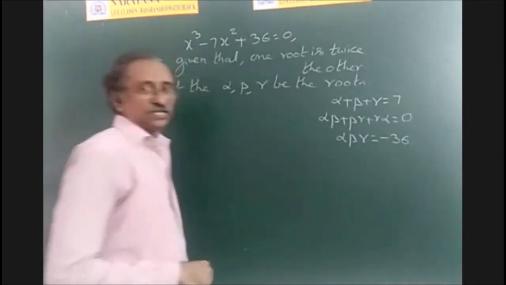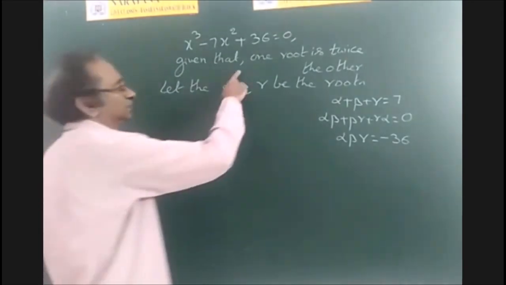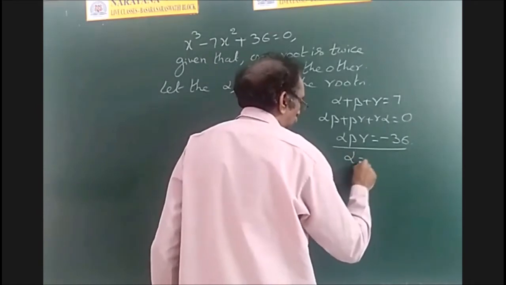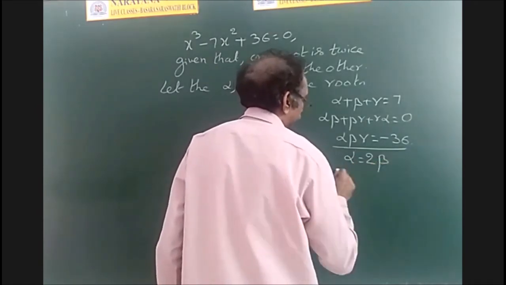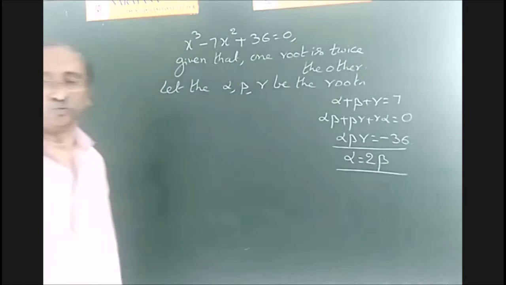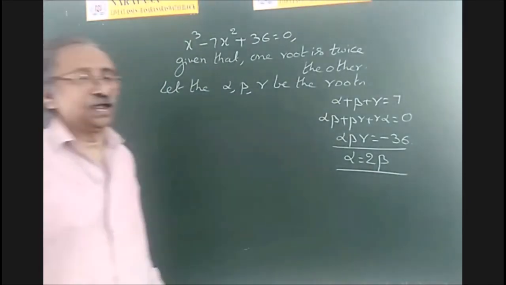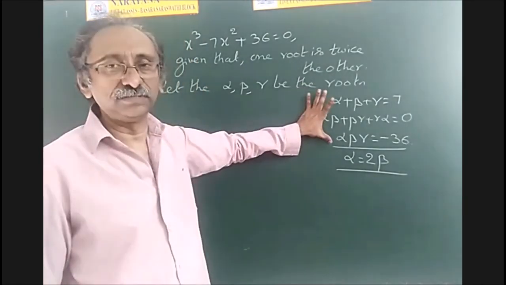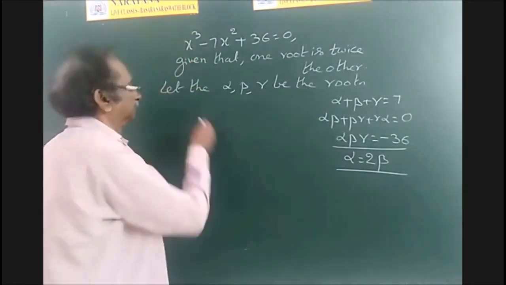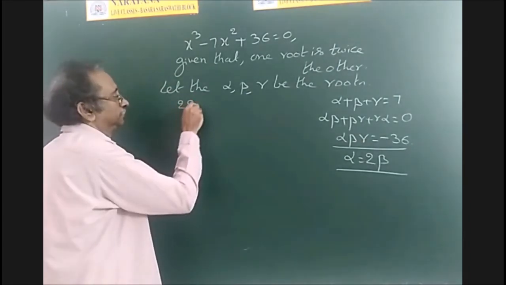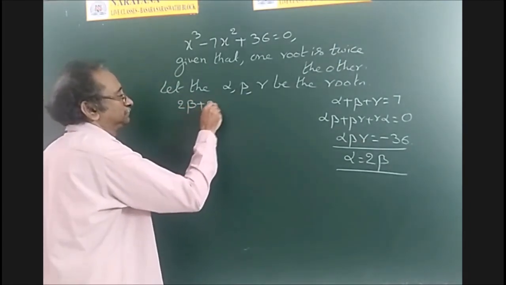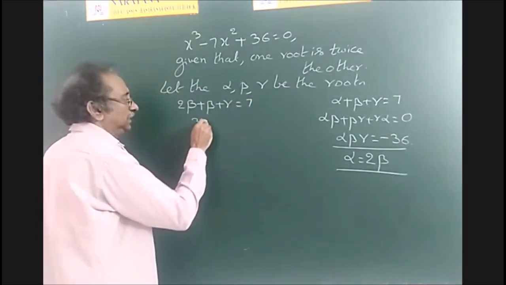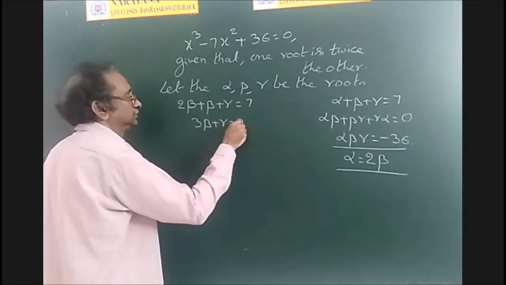So we know these relations. And what is another information given? One root is twice the other. That is, suppose alpha is equal to 2 beta. Now eliminate alpha and get the equations in terms of beta and gamma using these three equations. In place of alpha, I can write 2 beta. So 2 beta plus gamma is equal to 7. That is 3 beta plus gamma is equal to 7.